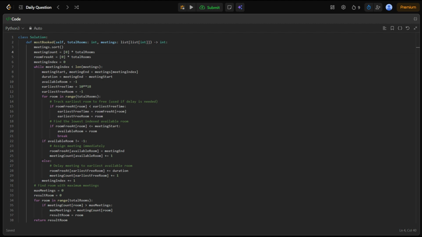To summarize, we simulate meeting allocation chronologically. We always prefer the lowest indexed available room. If no room is available, we delay meetings intelligently. We track usage accurately and return the most used room. This solution is clean, deterministic, and directly follows the problem's constraints.